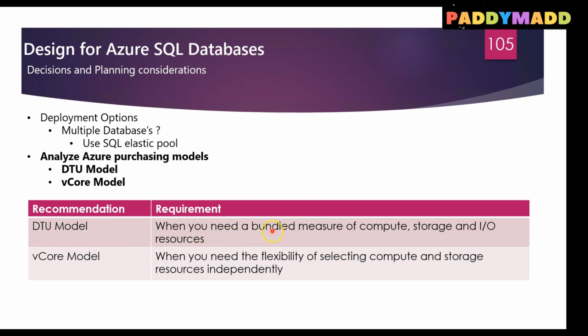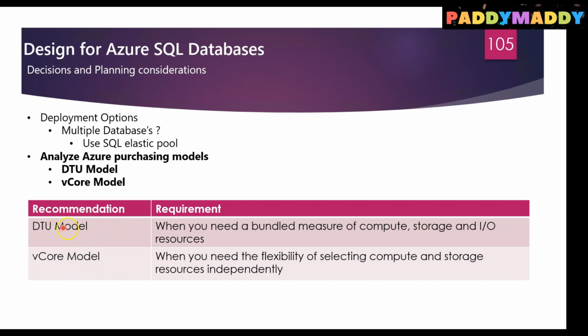If we could conclude the recommendations for the DTU model, you will be looking at requirements where you need a bundled measure for your compute, storage and IOPS specific input output resources, then you would be going for the DTU model. Otherwise, the vCore model when you need the flexibility of selecting compute and storage resources independently. The vCore model will also allow you to use the hybrid benefit of your SQL Server, and you could also use reserved capacity, that means pay in advance options are also available. By doing this pay in advance, you can save a lot of money, and this option is not available in the DTU model.